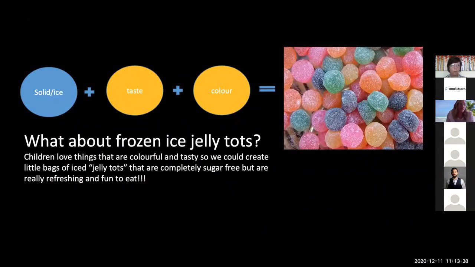If I took solid plus taste plus color, what about frozen ice jelly tots? Because children love things that are colorful and tasty. So we could create little bags of ice jelly tots that are completely sugar-free, but are really refreshing to eat. Now this, if you think about it, makes it more exciting for children than removing sugary drinks from the tuck shop. Because remember, we want children to drink water, but there are other ways than just giving them plastic bottles of water or water fountains. So this is one way.